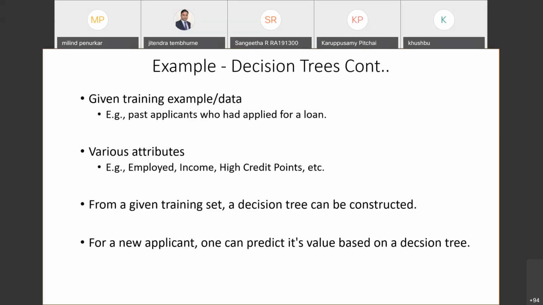Right. So given the training example or data instance, using the past applicants who had applied for a loan and the data is available, the training set is with me. As I said, there are various attributes like employee, income, high credit points, and so on. What we would like to do is, from a given training set, build a decision tree. And for a new applicant that comes around, one can predict its value, so that the applicant can know whether the loan is accepted or rejected.